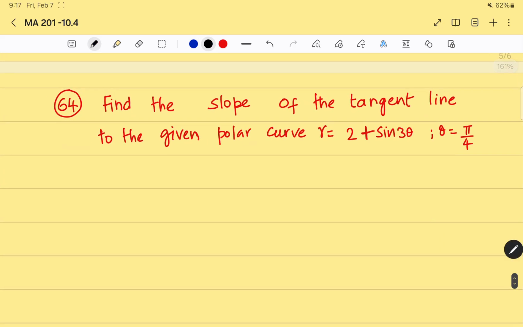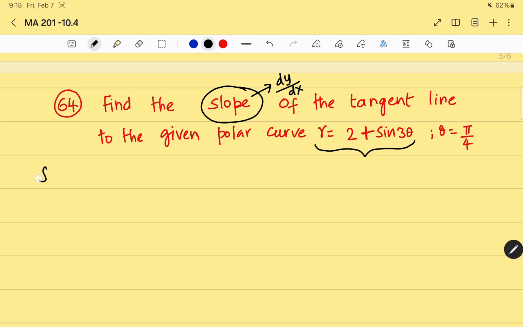What is the question? Find the slope of the tangent line. What do you mean by slope? Slope is nothing but dy by dx of the tangent line to the given polar curve r is equal to 2 plus sine 3 theta, where theta equals plus pi by 4.